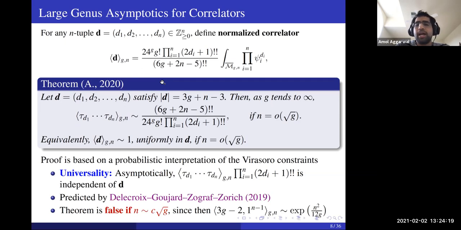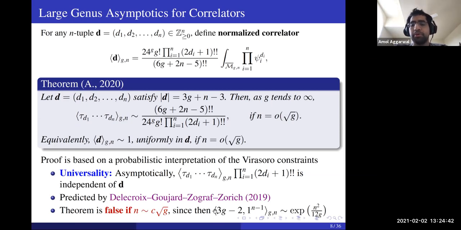And the third is that I have this condition here that n, the number of marked points, is little o of root g. I should say that the theorem is actually false if you omit that condition. So if n is growing like a constant times the square root of g, then this normalized intersection number is actually not necessarily equal to one anymore.